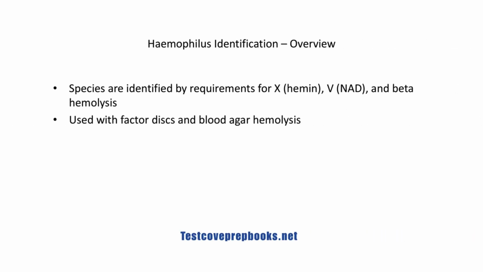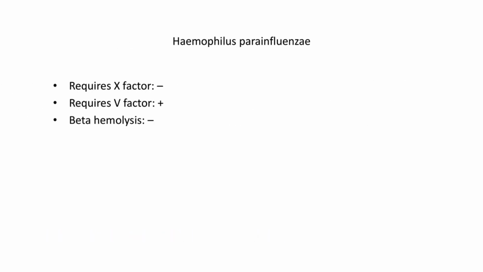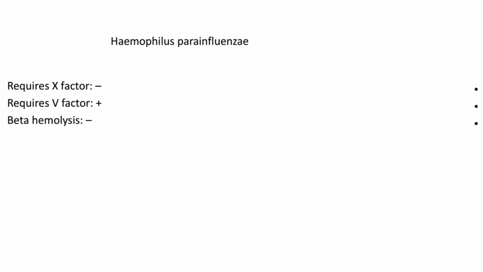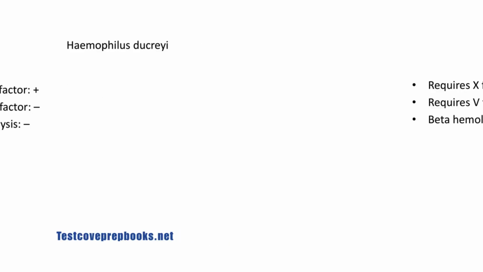Let's further review and distinguish between different Haemophilus species based on their requirements for X factor, hemin, V factor, NAD, and whether they show beta hemolysis. Haemophilus influenzae requires both the X factor and the V factor, but it does not show beta hemolysis. Haemophilus parainfluenzae requires only the V factor, not the X factor, and it does not show beta hemolysis. Haemophilus ducreyi, the cause of chancroid, requires only the X factor and does not require the V factor. It does not show beta hemolysis.